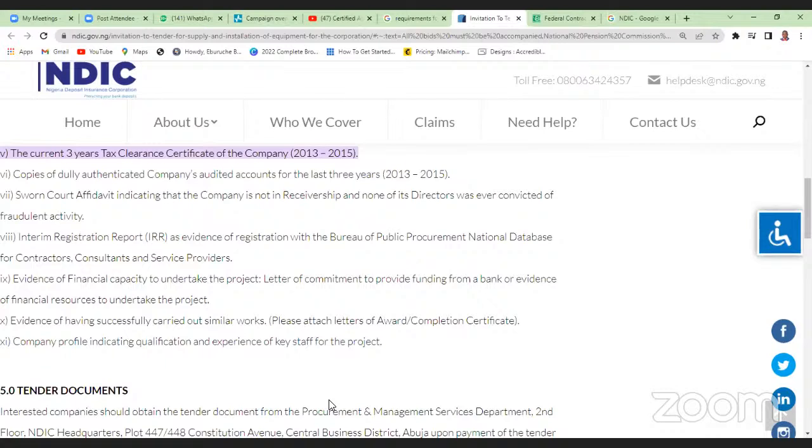I've forgotten the other one. I know the SCUML is actually for anti-money laundering. Okay, so you get that also. After you've done your CAC, you have your MEMAT, you go to the SCUML registration portal and then apply. And then you get your SCUML. With this, you will be much more ready for contract.